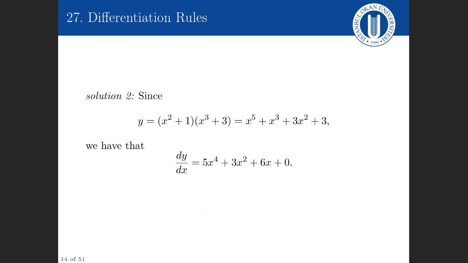Or we can solve this problem another way. We might decide first we're going to multiply these two brackets together to get x to the power 5 plus x cubed plus 3x squared plus 3, and then differentiate this to get exactly the same answer, 5x to the power 4 plus 3x squared plus 6x plus 0. For an easy function like this, it doesn't matter which method we use, we get the same answer. If we had more complicated functions, a complicated function multiplied by a more complicated function, we would need to use the product rule.